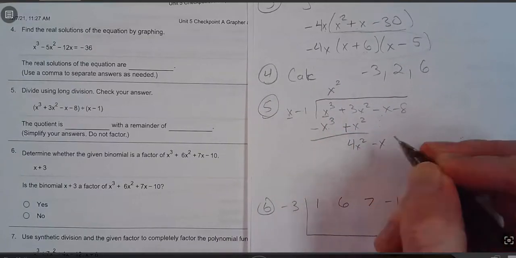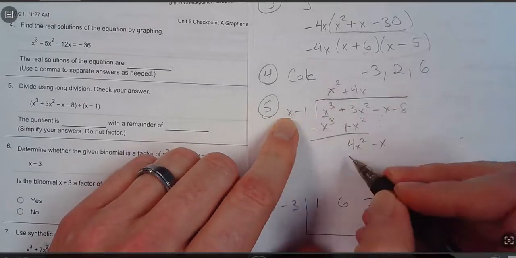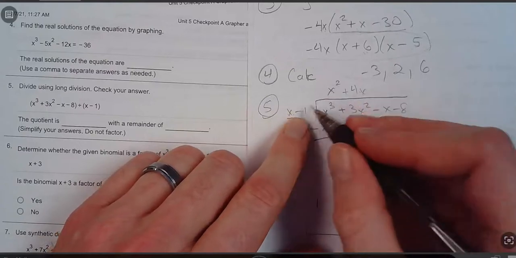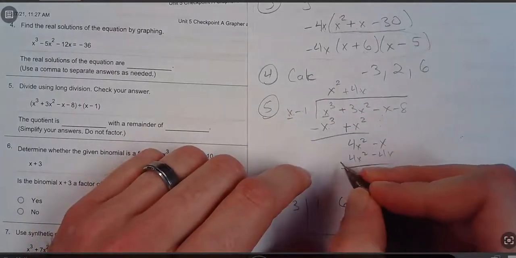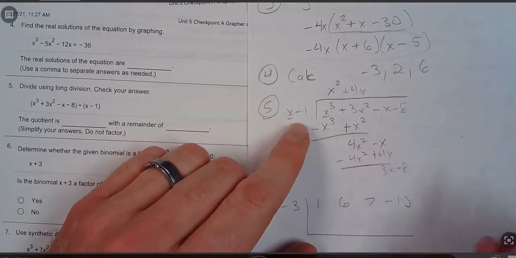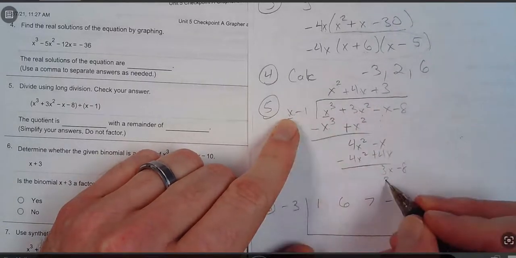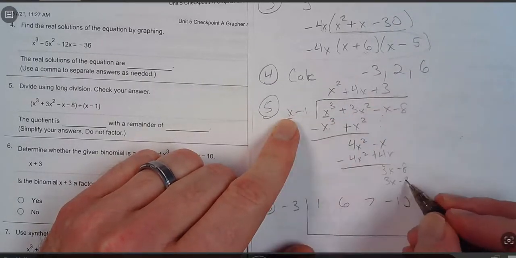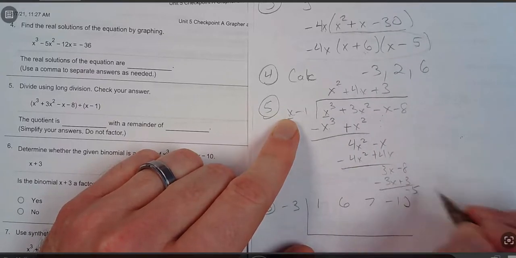Bring that down. 4x squared divided by x is 4x. Now multiply 4x squared minus 4x. Remember, you're subtracting, so you've got to switch those signs. So 3x minus 8. And 3x divided by x would be a 3. That's 3x minus 3. Switch the signs. This would be a negative 5.